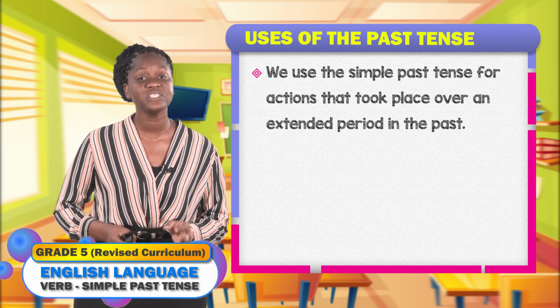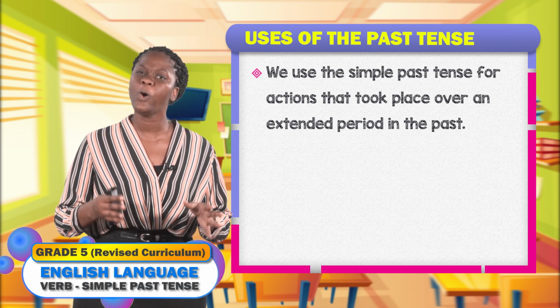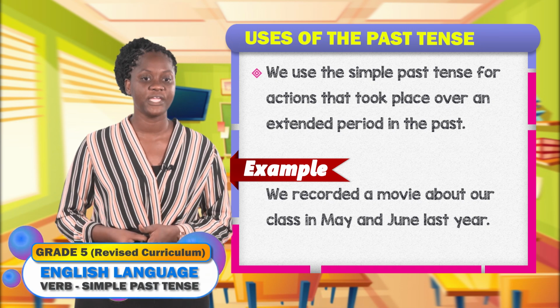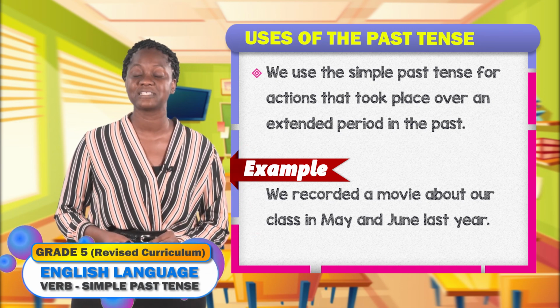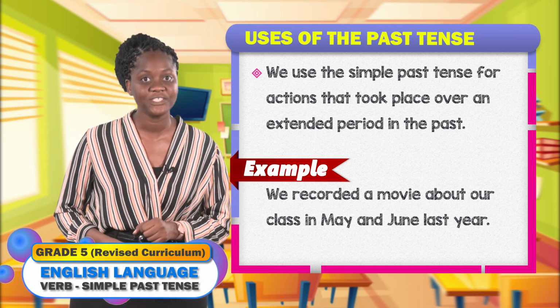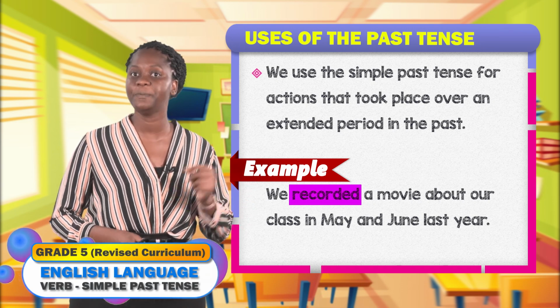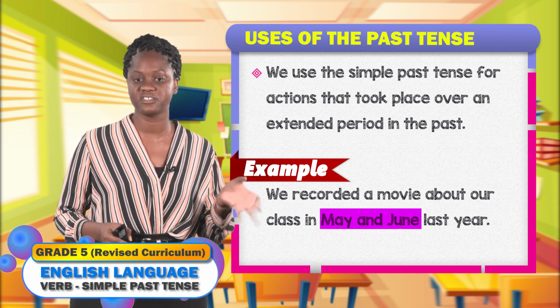Also, we use the simple past tense for actions that took place over an extended period of time. So let's say we recorded a movie about our class in May and June last year. The action recorded took place over an extended period of time, that is, May, June of last year.